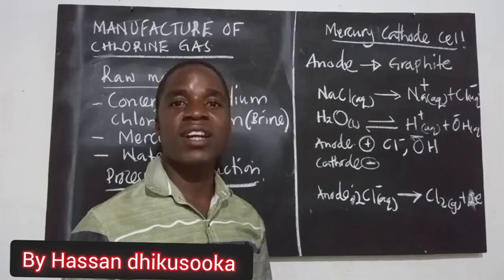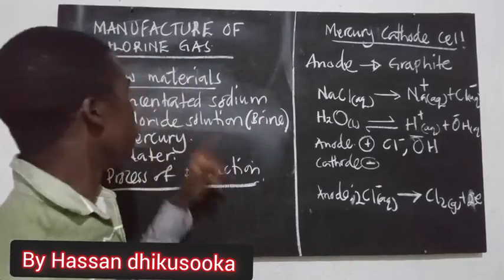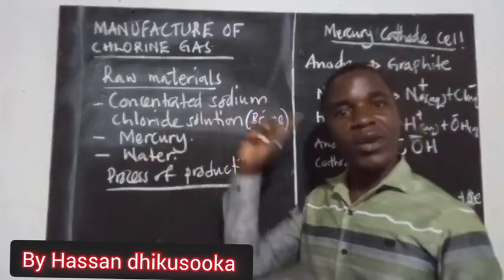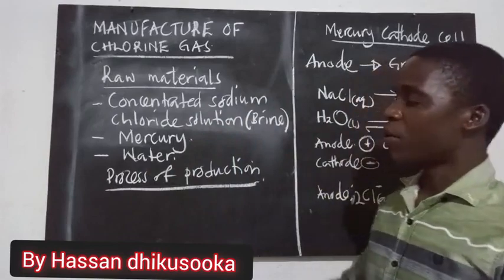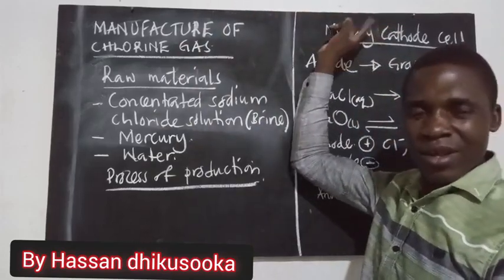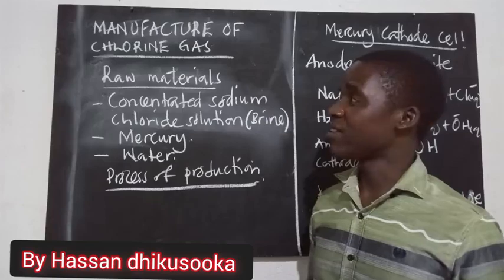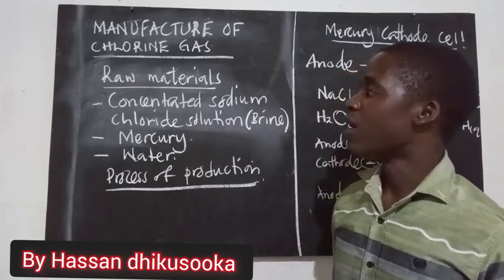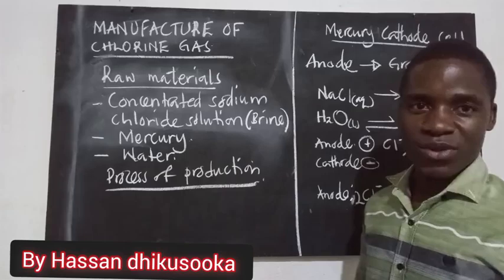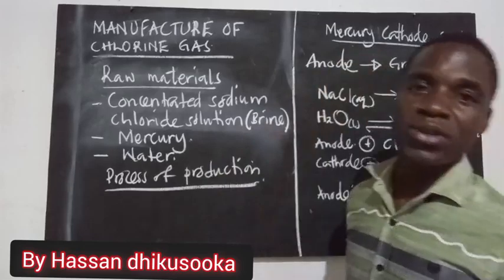So in simple terms, what have we looked at in summary? We have looked at the manufacture of chlorine gas. We begin with the raw materials, whereby we have concentrated sodium chloride solution, water, and mercury. Through the process of production, the vessel that we are using is the mercury cathode cell. Chlorine gas is manufactured through the process of electrolysis. We are saying that chlorine gas is manufactured by electrolysis of concentrated sodium chloride solution using a mercury cathode cell and graphite anode. That's what we are talking about.